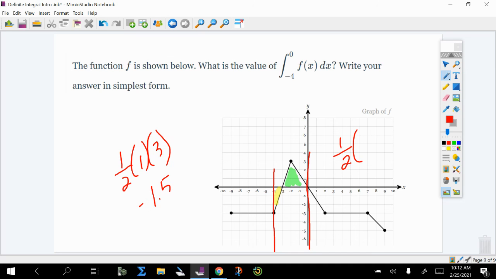And then I'm going to do 1/2 base times height for the next one, which is going to be 9/2 or 4.5. That one's positive. Add them together, we get a net answer of 3. That means there's 3 square units more of area above as there is below.